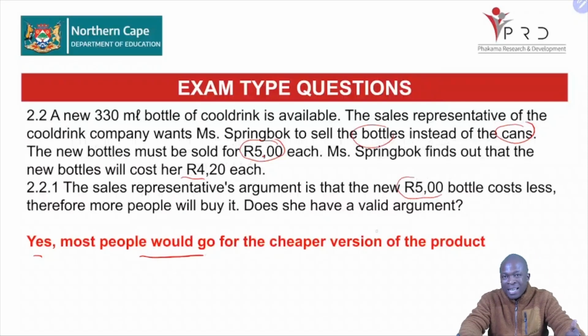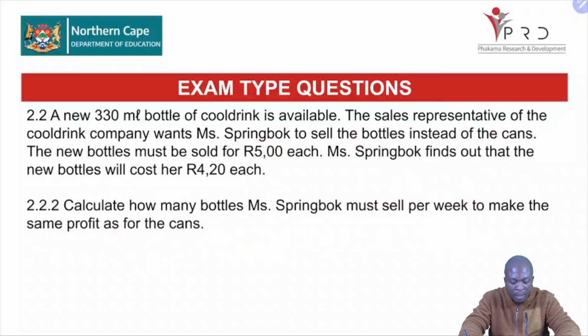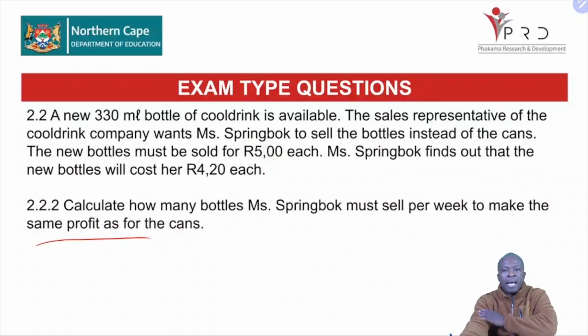Remember the first one, the can was 8 rand. And the new one is only being sold at 5 rand. So definitely many people will buy the 5 rand. Good. How about 2.2? Calculate how many bottles Ms. Springbok must sell per week to make the same profit as the cans. How many bottles should we sell in order to make the same profit? So I'm giving you 3 minutes, learners. Let's work.